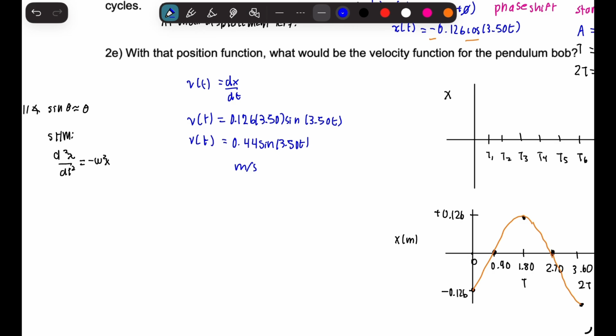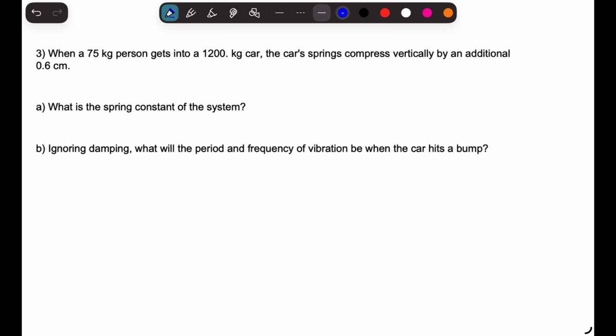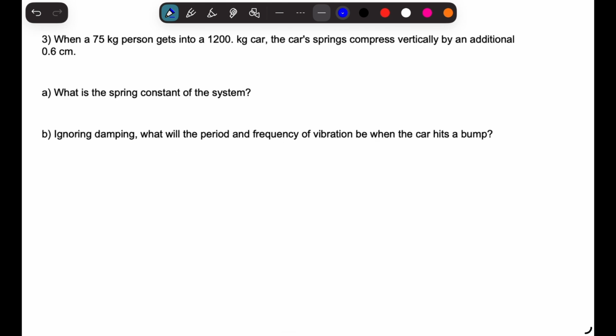Now let's move on to our next question. When a 75 kilogram person gets into a 1,200 kilogram car, the car springs compress vertically by an additional 0.6 centimeters. So we're asked, what is the spring constant of the system? And ignoring damping, what will the period and the frequency be of the vibration when the car hits a bump?